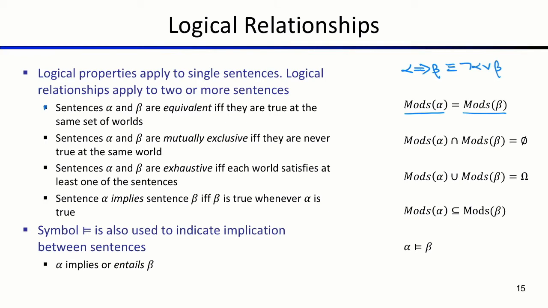We haven't seen this before a few slides ago. We have two sentences, alpha and beta, being mutually exclusive if they are never true for the same worlds. So if you look at the sentence alpha and compute its models and compute the models for beta, and we take an intersection, it's going to be an empty set. So there is not a single world that holds for both sentences at the same time. Two sentences are exhaustive if each world satisfies at least one of the sentences. In other words, if we take the union of the models of alpha and the models of beta, we get the omega set, right? So we can think of one sentence covering part of the worlds, another sentence covering another part of the worlds, but when I take the union, I have all possible worlds covered.